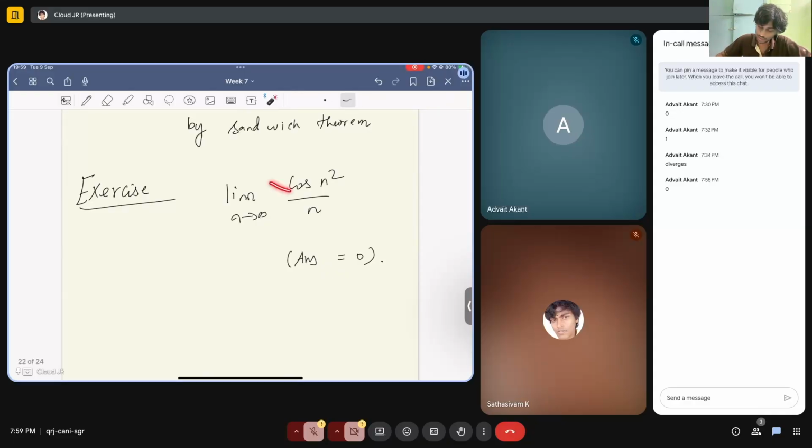Basically, this cos n square is bounded. You just have to use somehow how it is bounded. It's bounded by -1 and 1, right? So make use of it and you will get it.